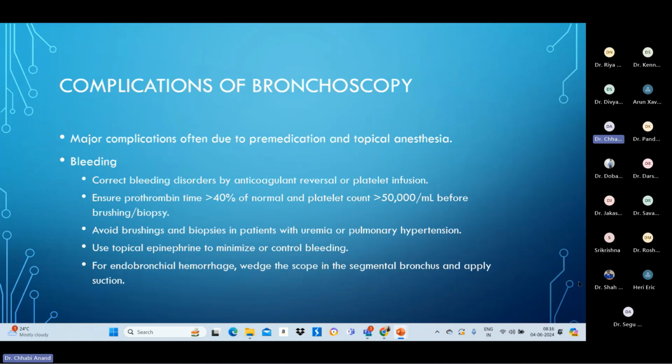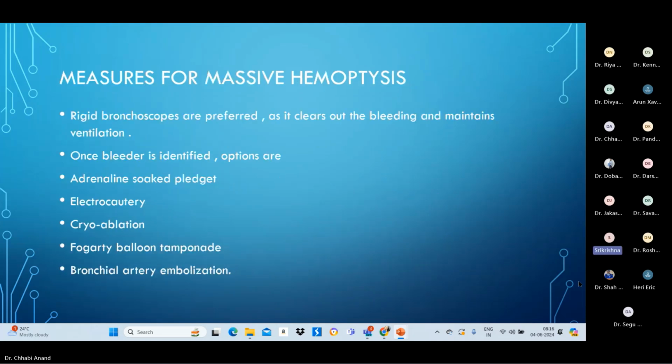For endobronchial hemorrhage, wedge the scope in the segmental bronchus and apply suction. Measures for massive hemoptysis: rigid bronchoscopes are preferred as they clear out the bleeding and simultaneously maintain ventilation also. Once the bleeder is identified, we can either put an adrenaline-soaked pledget there, or we can stop it with electrocautery, or we can do cryoablation. Fogarty balloon tamponade we can do, or bronchial artery embolization can be done.